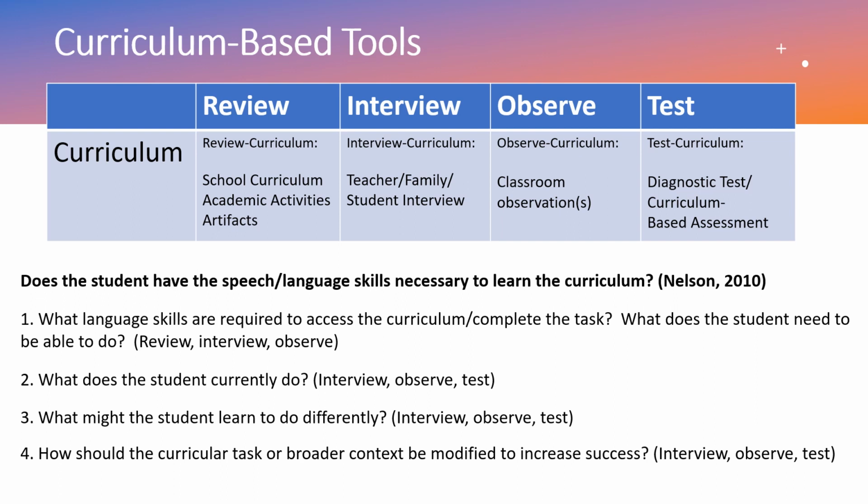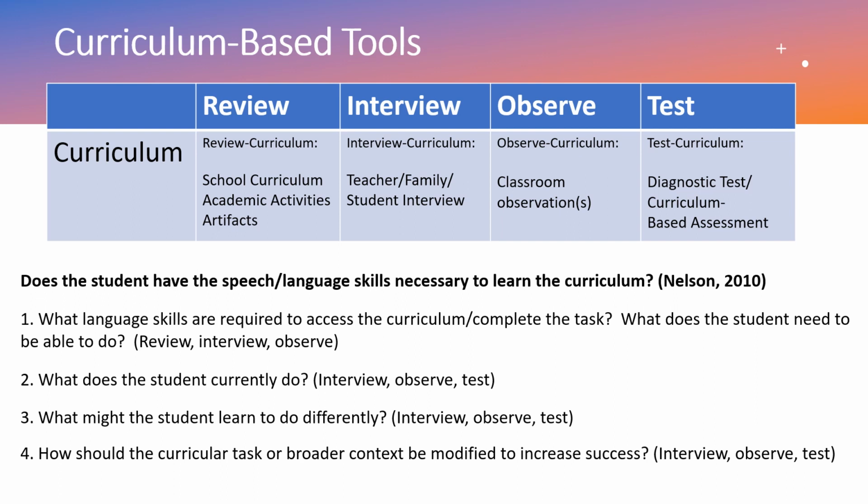Next, we want to ask the question about the student's current performance. So what does the student currently do? And this can be done through interviewing a variety of people in that student's life, so maybe their teacher, their family, and even the student has great insight. We can gather information about this from observations, and we're also going to get information through testing, which is going to include the variety of tests that we might do.